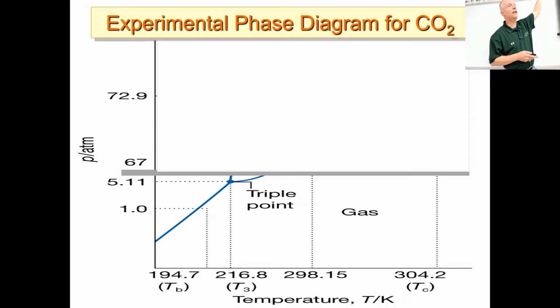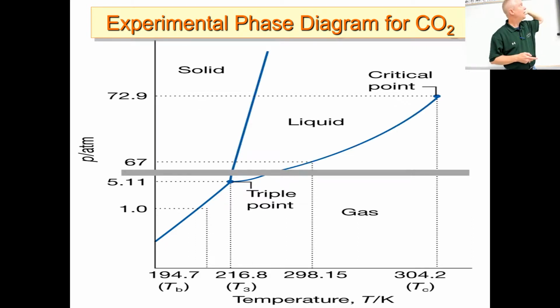And then it's 67 and 72. So there's this break in the middle of the chart, and you go up to the critical point, and you have 304 degrees as the critical temperature for CO2 and 72 atmospheres for the pressure. Here's 298.